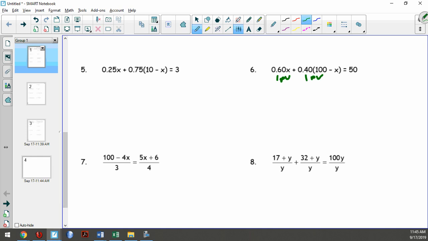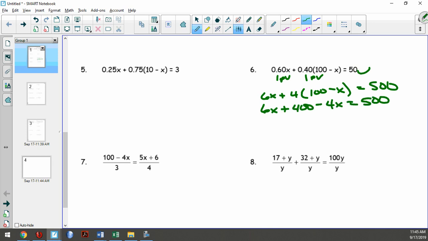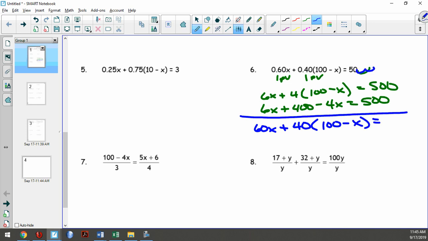So you're going to have 6x plus 4 times 100 minus x is equal to 500. That gives you 6x plus 400 minus 4x is equal to 500. If you moved it 2 decimal places, you get 60x plus 40 times 100 minus x, and now that's going to be moved over 2 units, so that's going to be the 5,000. Can you see that? To give you 60x plus 4,000 minus 40x equals 5,000.